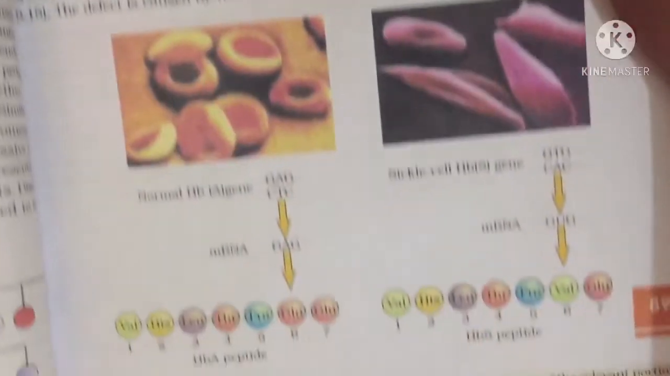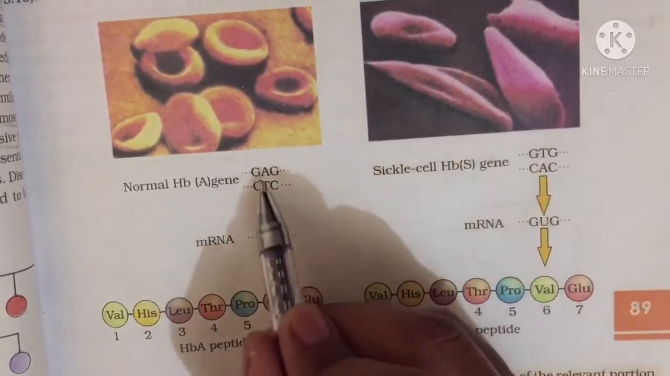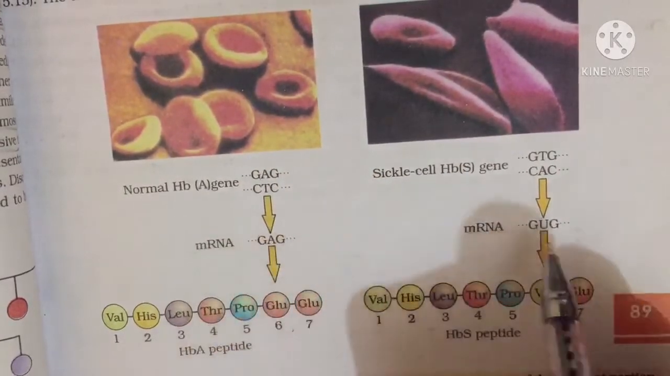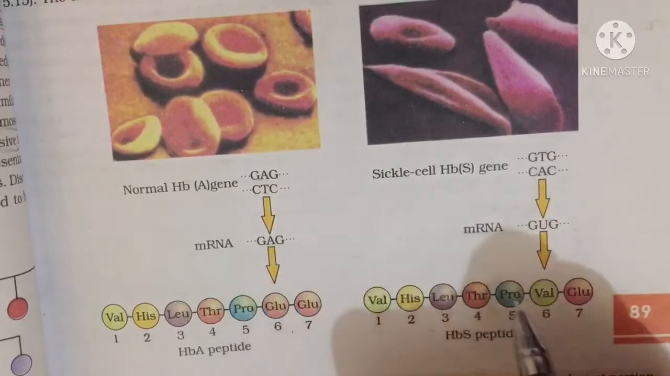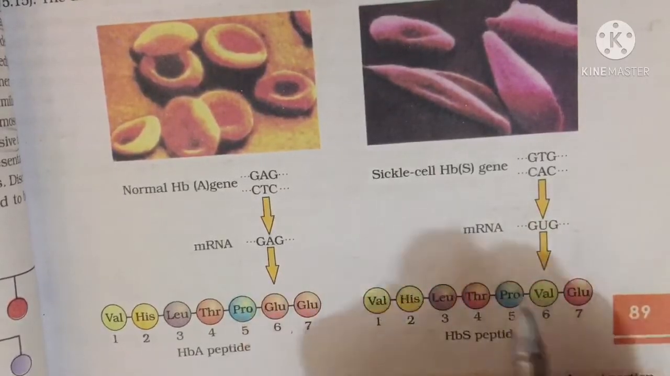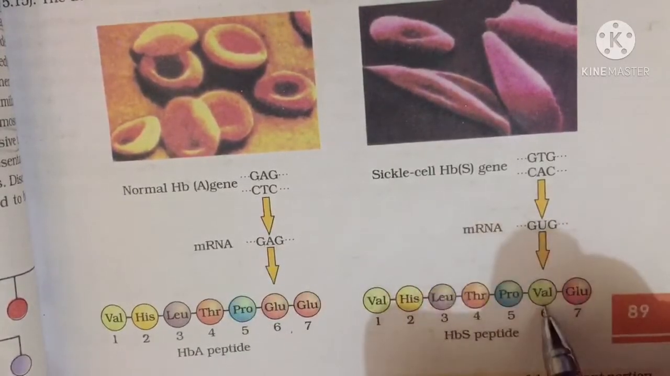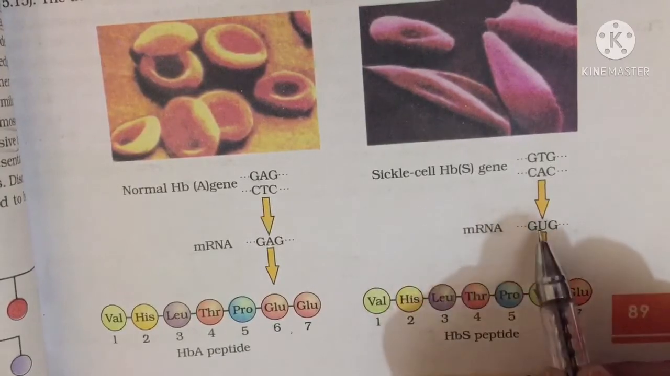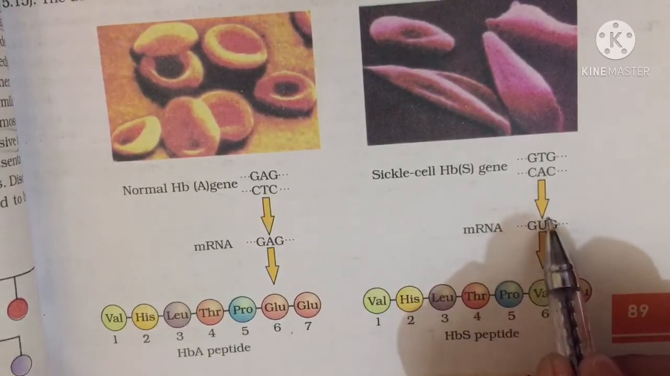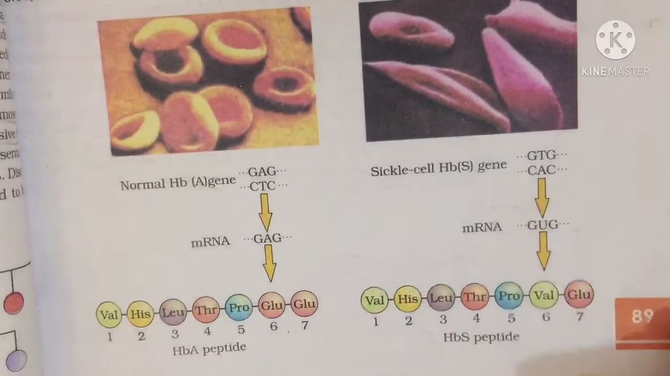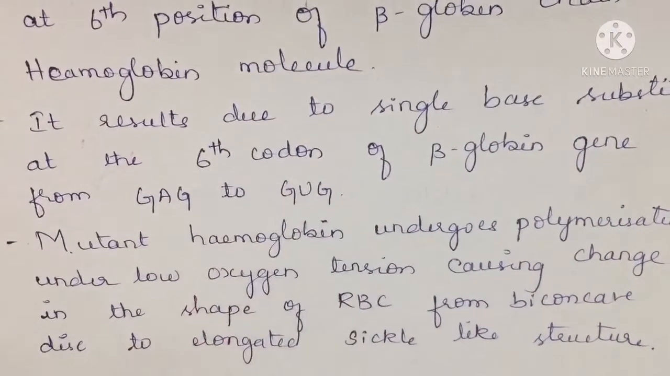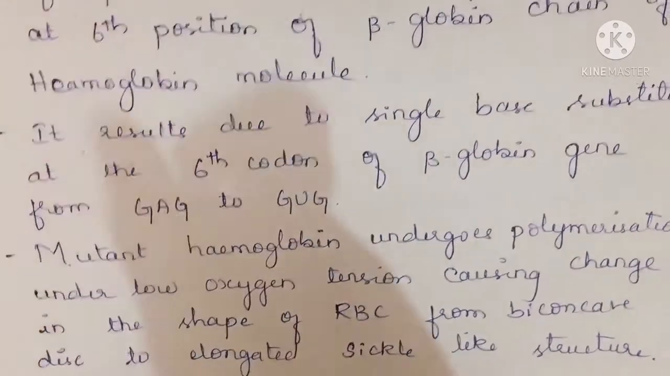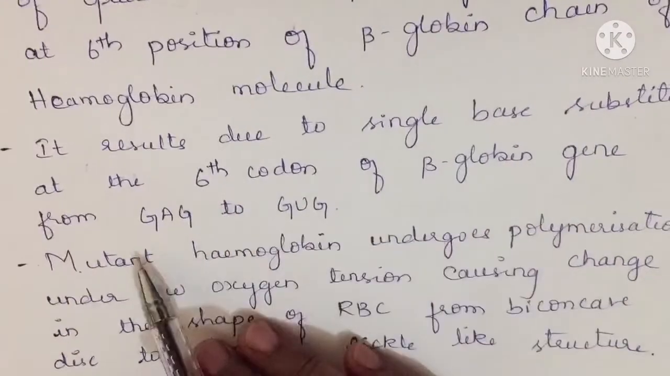For this we call it as codon. In the next chapter we are having that. From GAG it has been replaced to GUG. Because of this, we have got a change of the amino acid. If the same GAG was present here, we would have got the same amino acid. Just because in place of A, it has been placed as U, we have got a different amino acid. It results due to single base substitution at the 6th position of beta globulin chain from GAG to GUG.